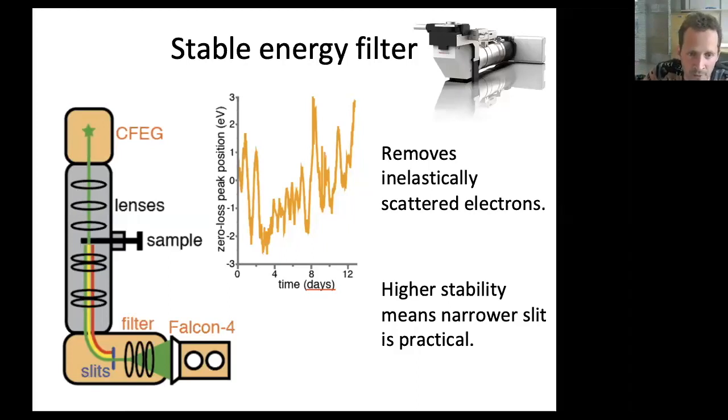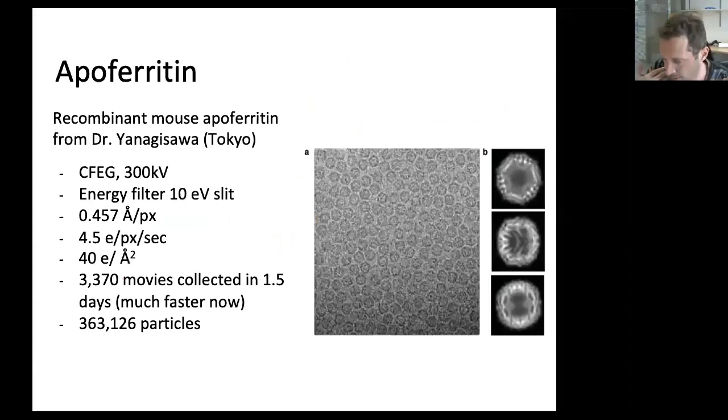That, together with the latest camera, which was even faster than the one before, I think the main advantage there is throughput, then allowed us to take images of a sample. This is a test sample. It's called apoferritin. It's a cage-like structure that you have in your cells as well. These ones are mouse apoferritin, and it's used to transport iron around.